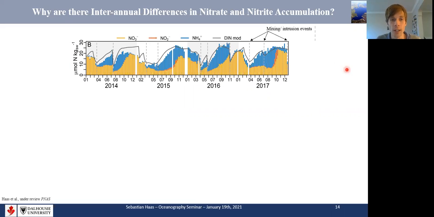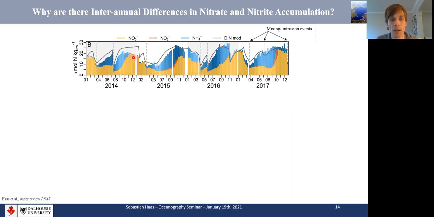nitrate and nitrite accumulation. So from now on, we're going to look at data from the bottom water from 60 meters in Bedford Basin, and we see concentrations of ammonium, nitrite, and nitrate over weekly data over those 4 years. And if we first look at the blue ammonium concentrations, we see that ammonium, the substrate of nitrification, is plentifully available throughout each stratified period. So no problem there.